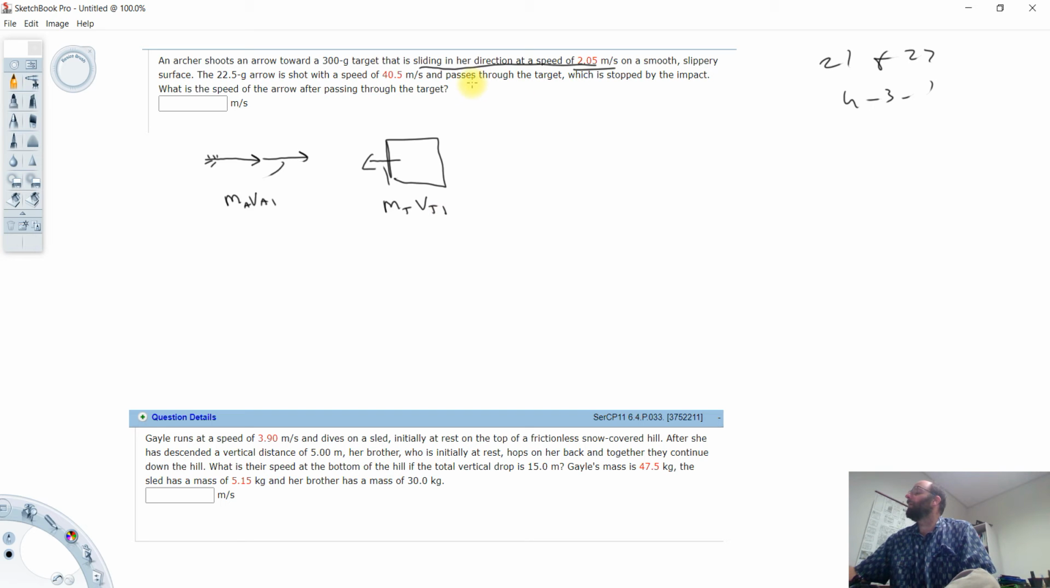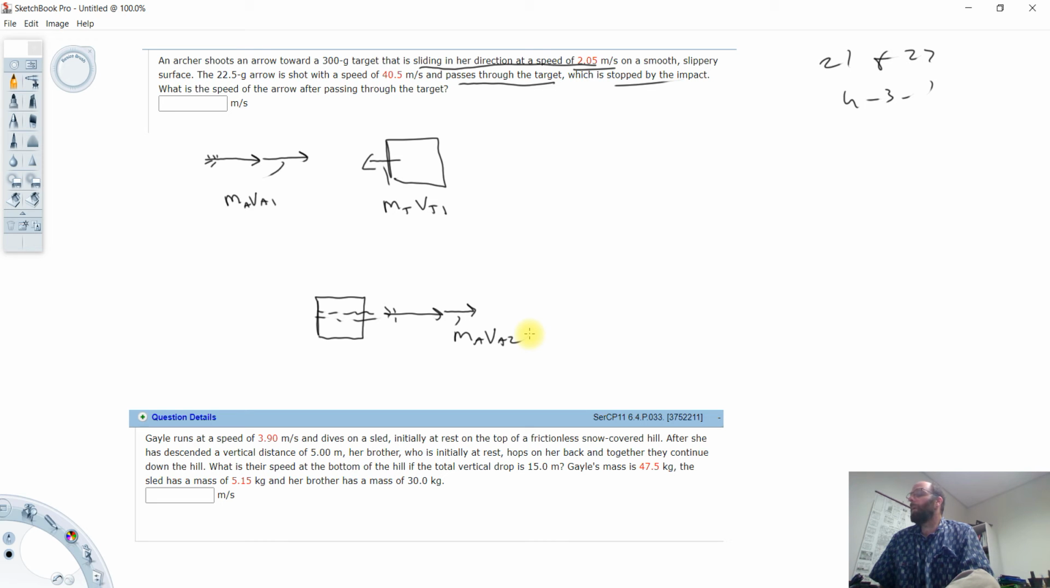Now you notice that the arrow goes through the target, and then the target is stopped after impact. So right after the impact, the target is stopped, it has a hole in it, and the arrow keeps going. So the arrow still has a momentum, mass of arrow, velocity arrow, picture two.